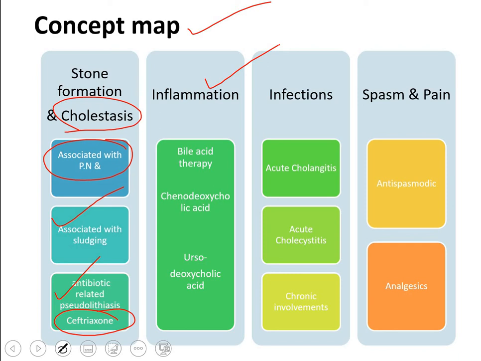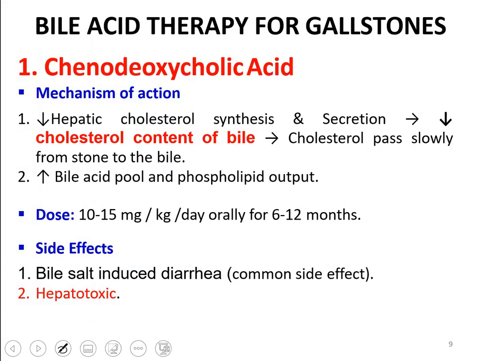So you will give the bile acids, and bile acid therapy includes chenodeoxycholic acid and ursodeoxycholic acid. In case of infection, that may be acute cholangitis or acute cholecystitis or chronic. And remember, chronic doesn't need antibiotics, just supportive therapy as and when required. For the spasm, you will go for an antispasmodic, and you will take support of analgesics as we discussed in the previous slide. Now, going to the bile acid therapy for the gallstones.